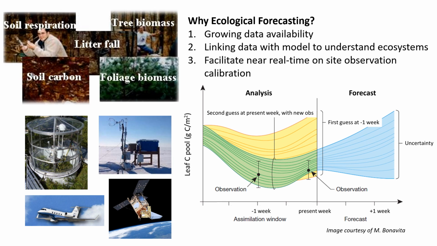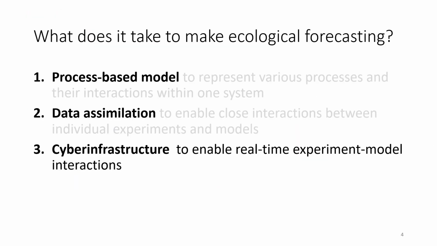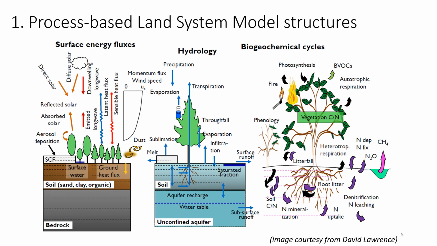On the longer term, EcoPAD can analyze ecosystem behavior and responses to climate change, for example, phase-dependent thermal acclimation or elevated CO2 fertilization. Now let's dive into some details. There are three elements needed within an ecological forecasting system. I'll go through them one by one.